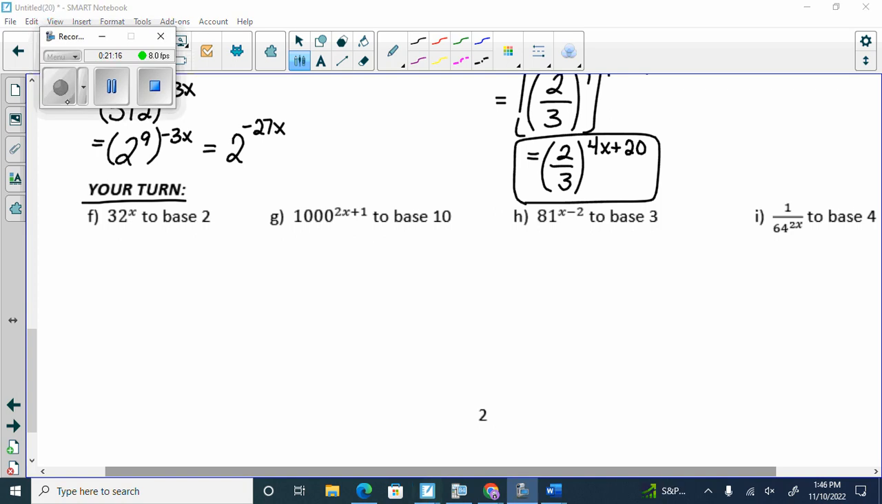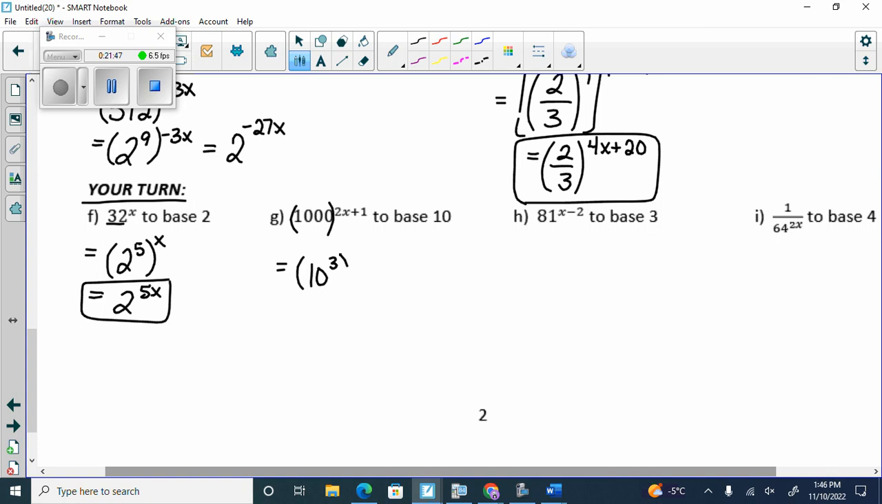Okay, so this one, everyone's paying attention? We have 32x, and we need it to be base 2. 32 is 2 to the what? 2 to the 5. And still outside the brackets then is x. So it's 2 to the 5x. 1,000, if we want to write it as a base 10, we're going to just replace the 1,000 here with 10 to the what? 10 to the 3. And then outside the bracket is still 2x plus 1. I have to distribute. So I get 10 to the 6x plus 3.